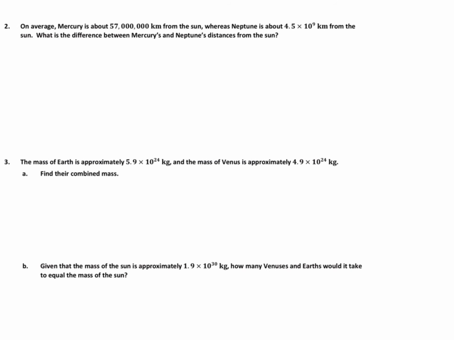Number 2. On average, Mercury is about 57 million kilometers from the sun, whereas Neptune is about 4.5 times 10 to the 9th kilometers from the sun. What is the difference between Mercury and Neptune's distance from the sun? Difference, that keyword means subtract. The easiest way to do this is when they're in the same format. So for Mercury, those exponents need to be the same. So I'm going to change this one to be something times 10 to the 7th.